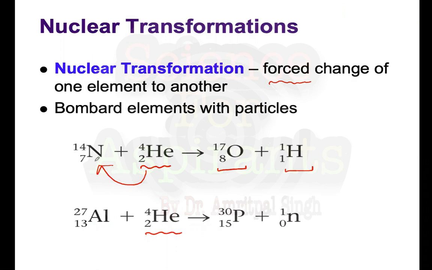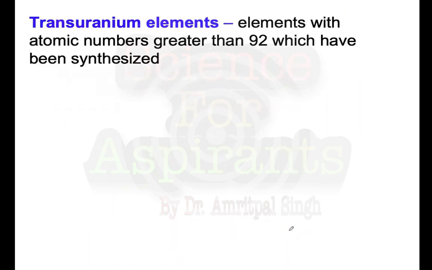Here the mass number and charge number should be conserved, and only then is your reaction considered valid. And in this, a helium particle is shot at aluminium, and phosphorus is formed, and along with that a neutron comes out.